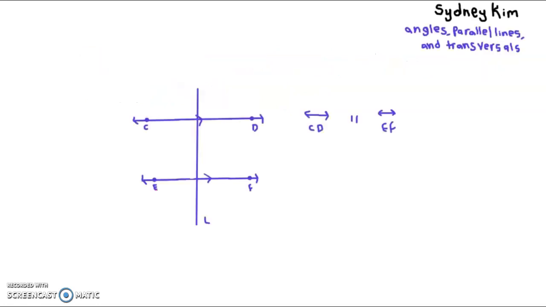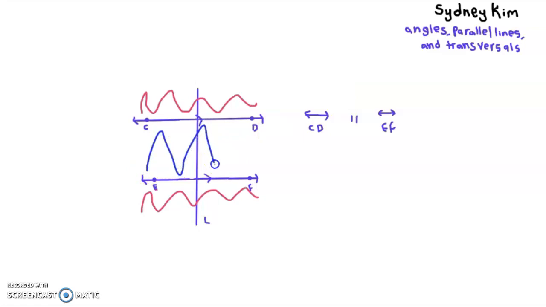So if we go back to our example, I'm now going to explain to you interior and exterior angles. These are exterior angles because they are outside of the parallel lines. These angles here are interior angles because they are inside of the parallel lines. Keeping this in mind, know that all alternate exterior angles are congruent and all alternate interior angles are congruent.